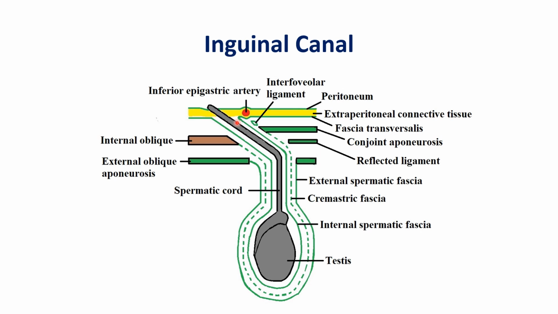This structure is the spermatic cord, and this is the testes. So the spermatic cord is passing through the inguinal canal in males along with the ilioinguinal nerve. The spermatic cord is replaced by the round ligament of uterus in females.